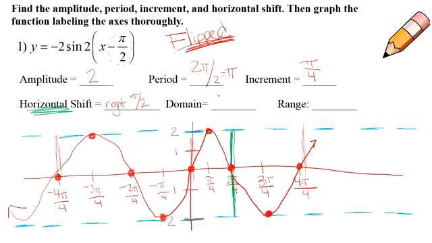Our domain should be negative infinity to infinity. And my range, of course, I'm bouncing between -2 and 2.